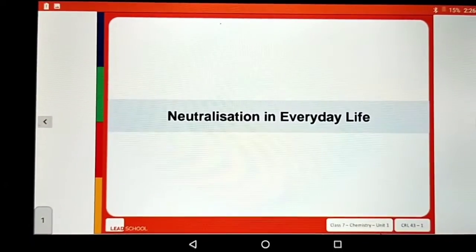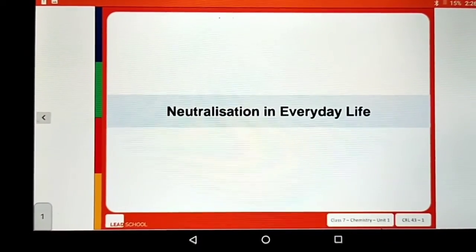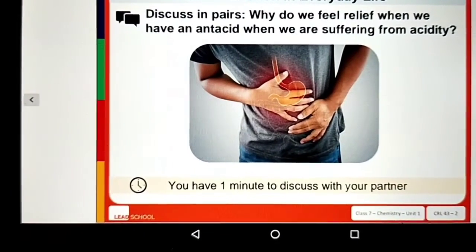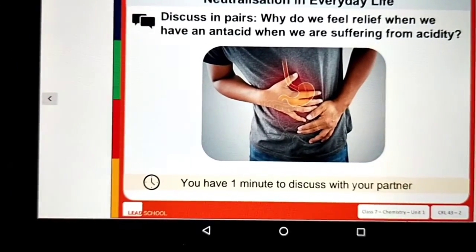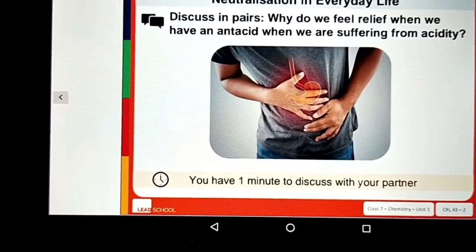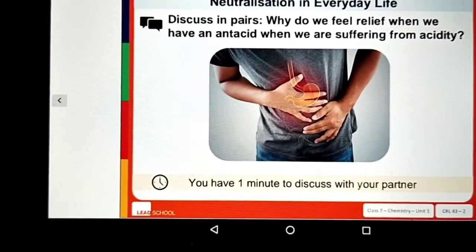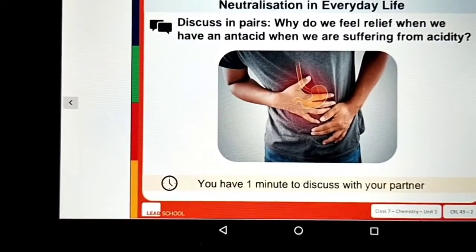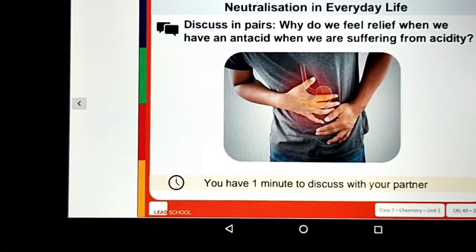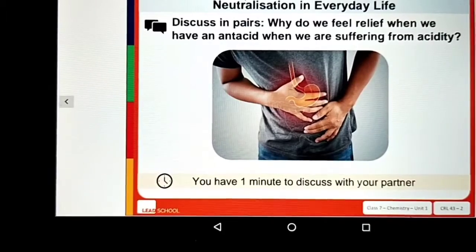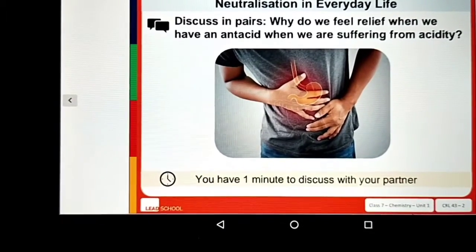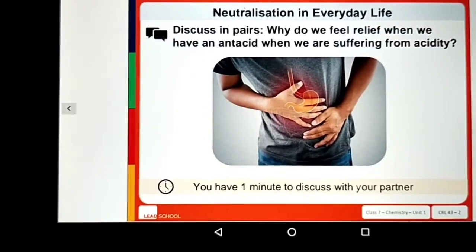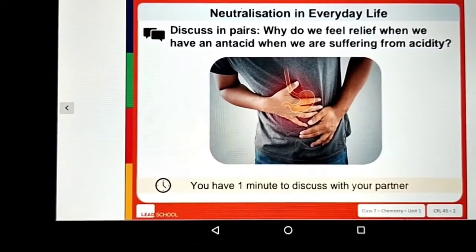Now let us discuss the applications of neutralization in our daily life. What do you do when you are suffering from acidity? You take an antacid. Do you know what is acidity and antacid? Acidity is the condition when our stomach produces excess of hydrochloric acid. It produces a sense of burning in our stomach. And antacid is a base which neutralizes the acidity in our stomach.